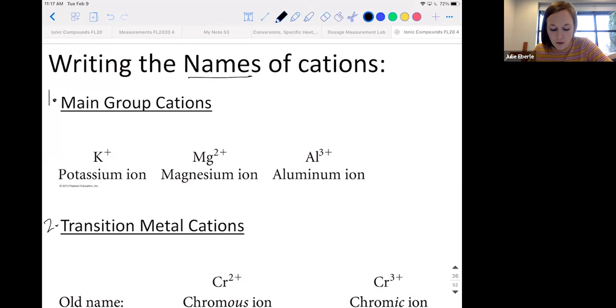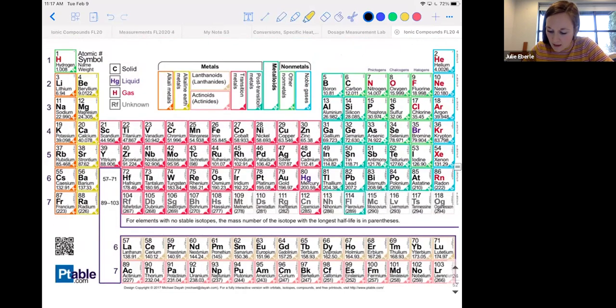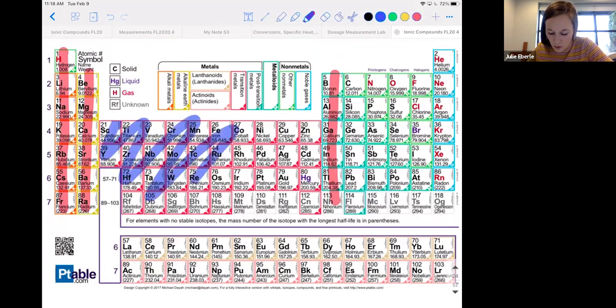So which ones are the main groups? I think I have a periodic table right here. I'm going to highlight in red our main group cations. Those are main group 1, main group 2, and main group 3. Any elements in these groups are main group cations. We name them differently than transition metal cations, which are all these metals right here.